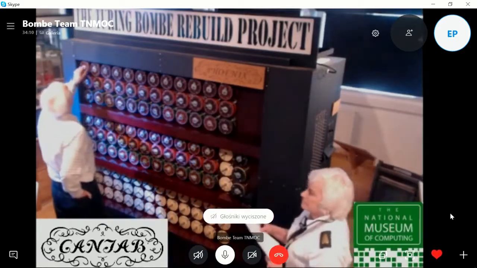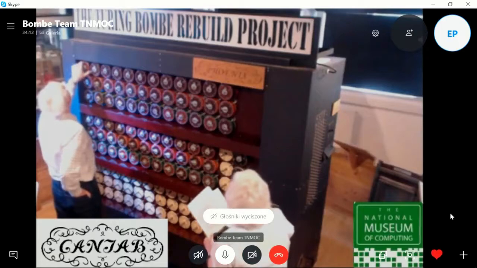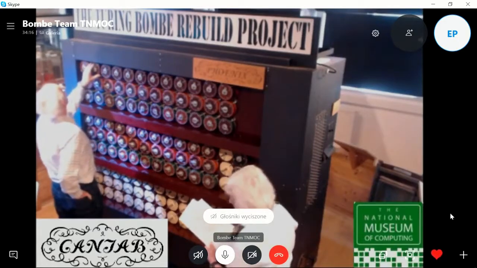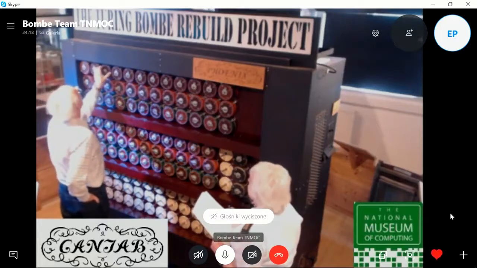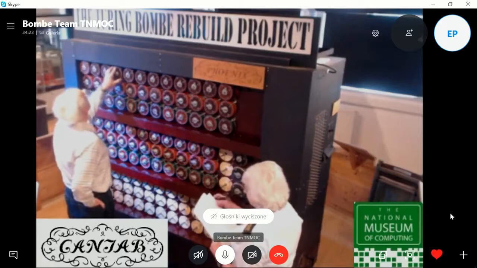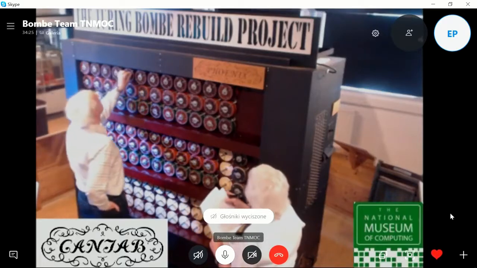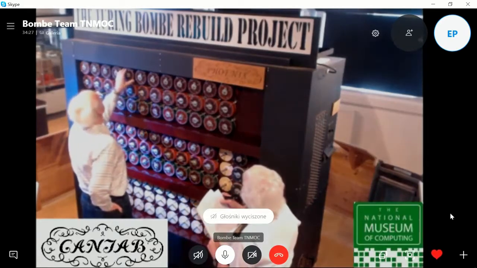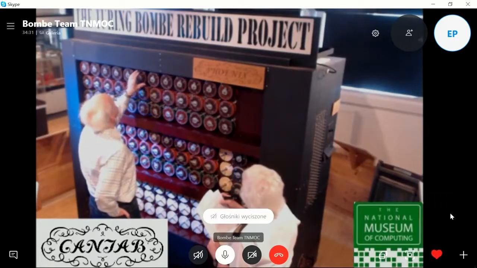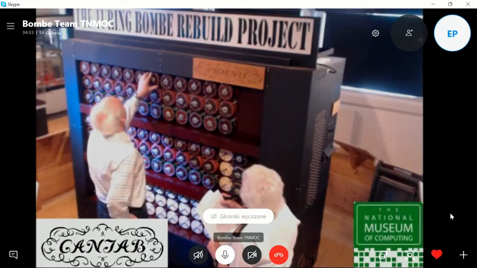What we also have to configure is the plugs. So I will open the plug board, and you can see, as you probably remember from the movie, that we have pairs of letters which are being exchanged with each other. So, for example, this letter is being exchanged with this one. I cannot read them out loud, of course. And as you can see, this is symmetrical.